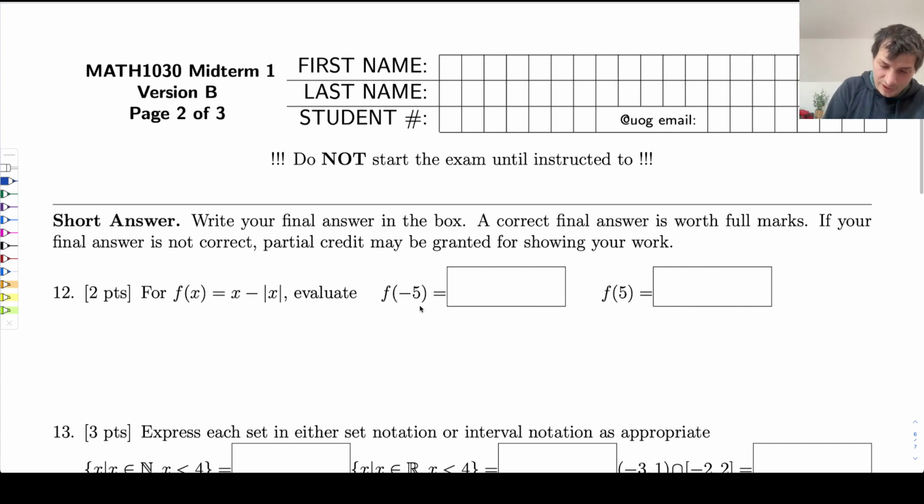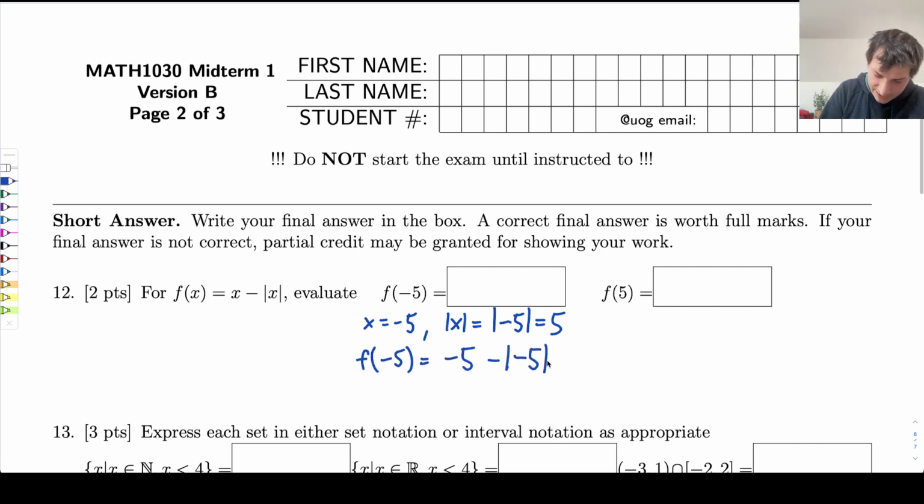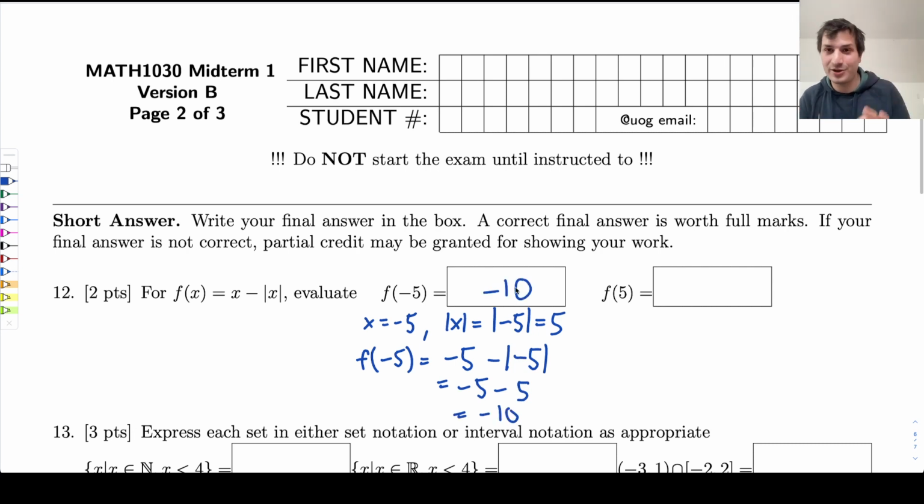Let's just do it. So f of minus 5. Here, x equals minus 5, and the absolute value of minus 5 is just 5. And we are told to do x minus the absolute value of x. So f of minus 5 is going to be minus 5 minus the absolute value of minus 5, minus another 5, right? So it's minus 5 minus 5, which is minus 10. The only way to screw it up really is to get confused by all the minus signs going on. We did this exact example in lecture, and that's why I did it here.